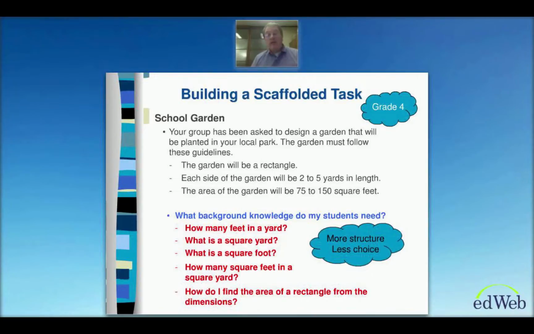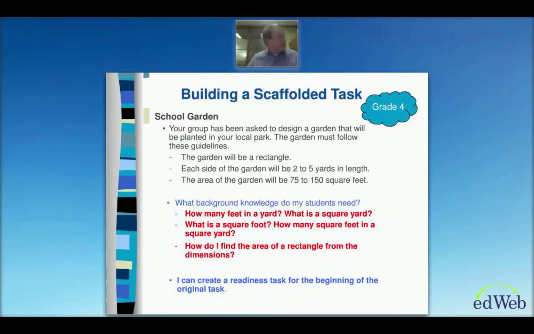We mentioned a rectangle as the shape, so students are going to need to know how to find the area of a rectangle from the dimensions. So this is the first step, to identify what that background knowledge is that students are going to have to know.